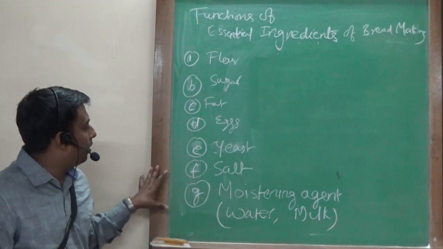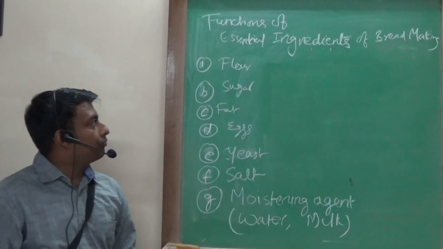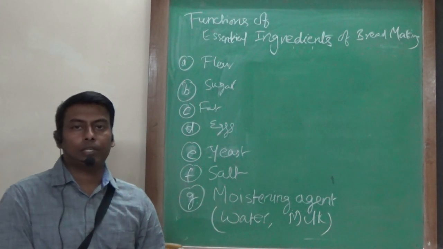So these are basically all the 6 to 7 important ingredients which we use in the bread making and their functions. We'll talk about the next topic in the next class.